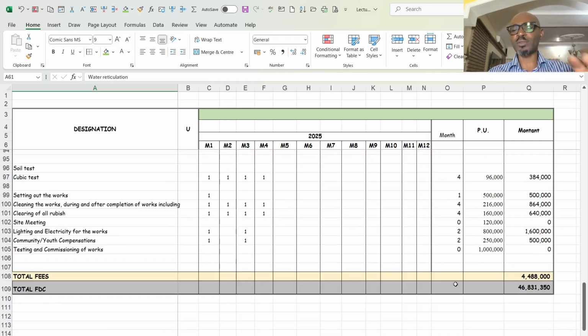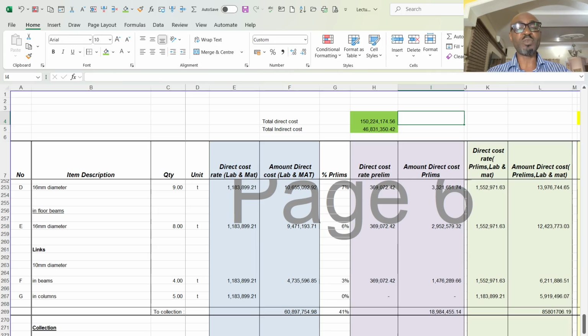So to make this video short, I guess we must have understood what I'm trying to do with this sheet. So 46 million. Then I want to now take us to where I computed the direct cost, which includes labor and material, before I came to infuse them together. So we'll go to the BOQ.